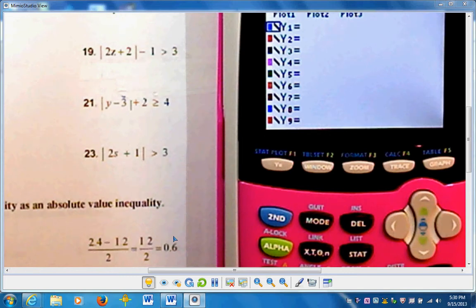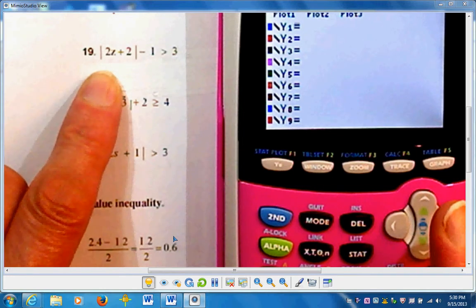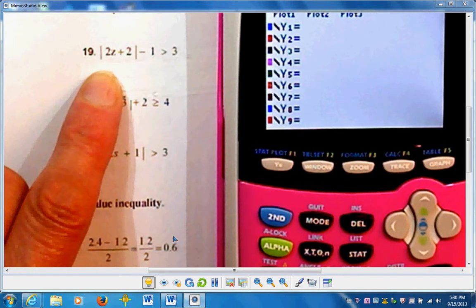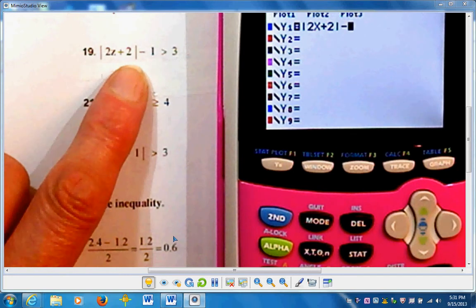So let's just go ahead and graph this. So we're going to graph it the two different ways. We're going to put this in as we see it. So we're going to do math, number, absolute value, 2x plus 2. Oh, it's not writing. Let's try this again. Math, number, absolute value, 2x plus 2. And then we have to go outside our absolute value, or close your parentheses, and then do minus 1.